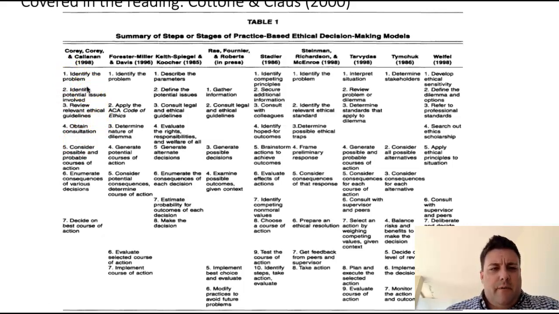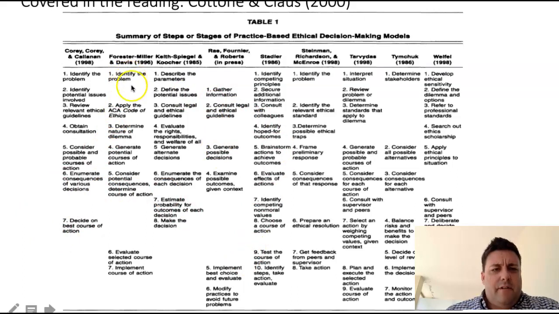The Coreys have also done quite a bit of writing in social work, so you'll encounter those names again. But the steps in ethical decision making they identify are: identify the problem, identify the potential issues involved, review the relevant ethical guidelines, obtain consultation, consider possible and probable courses of action, enumerate the consequences of those various decisions, and then decide on a best course of action. So that's a pretty basic and fairly short ethical decision-making guide. And like I said, the rest of these are all variations on a theme.